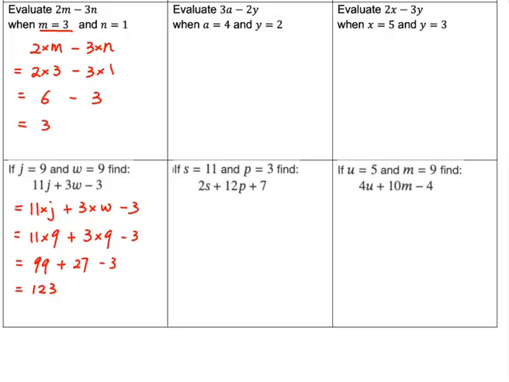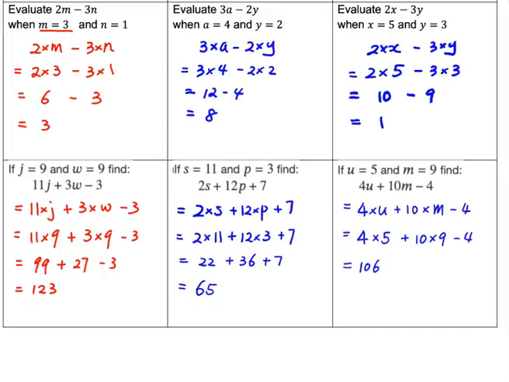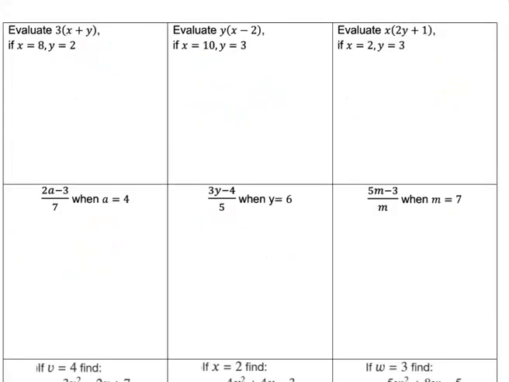Now let's check whether you have done the remaining questions correctly by yourselves or not. So here are the working out and the answers of the remaining 4 questions. Now let's have a look at a few more examples. So the first one, we have evaluate 3 bracket x plus y. Now you just remember that 3 bracket means 3 times bracket x plus y.